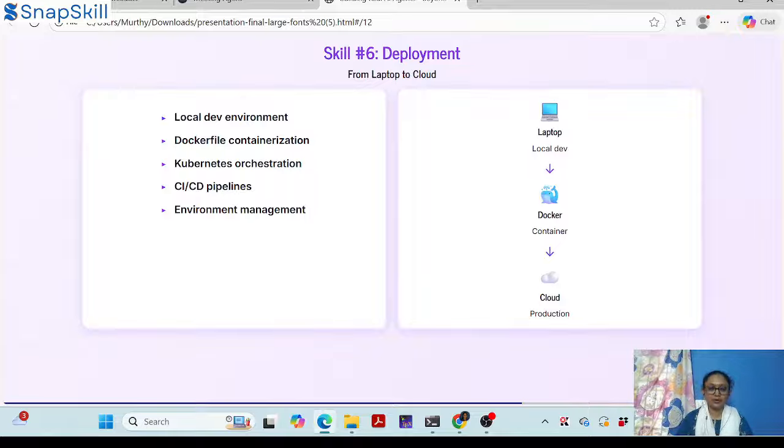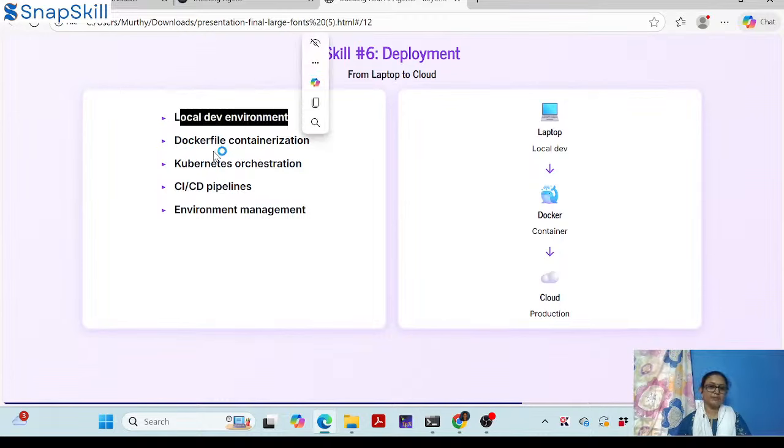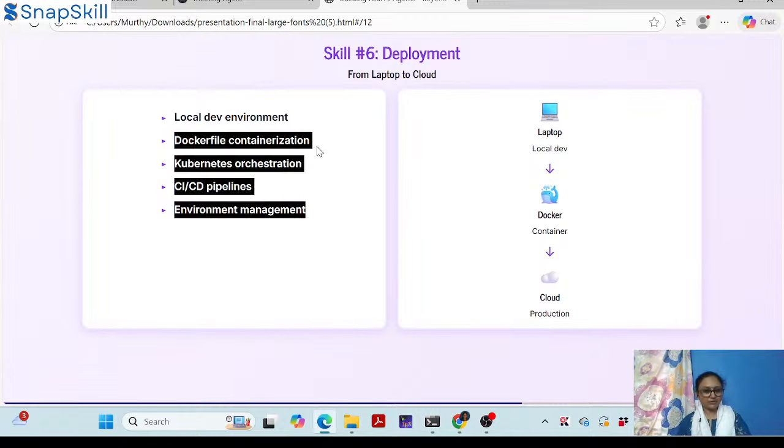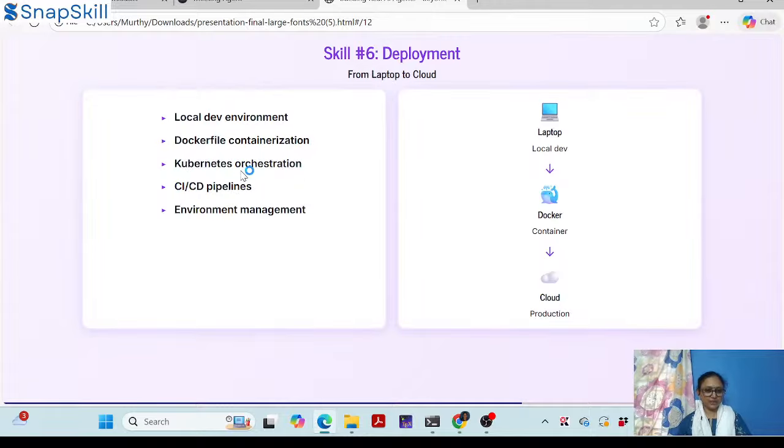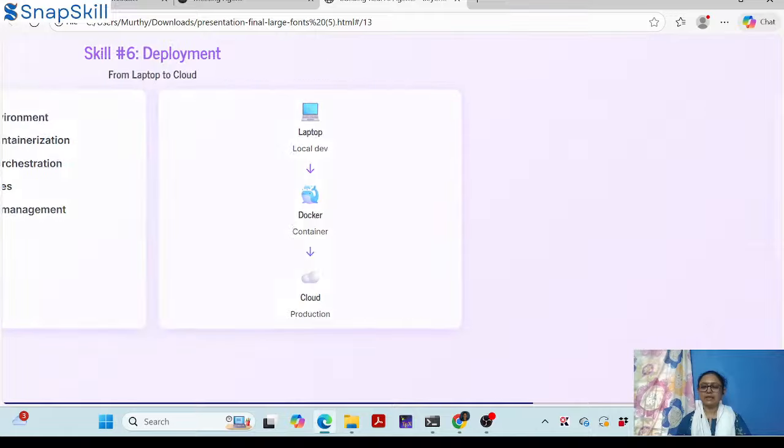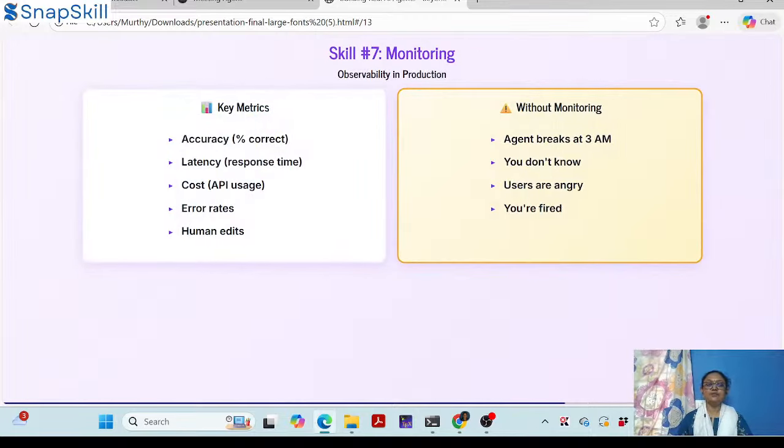What are the steps you have to follow? How to deploy AI agents in a cloud? Some steps are there. First, you need to complete local environment setup. Then store it in the Docker file, meaning containerization is required. Then store it in Kubernetes for orchestration. A CI/CD pipeline is required. After that, environment management is required. These steps you have to follow. What steps you have to follow for deployment? We are going to teach in our class. Then, the last one is monitoring.